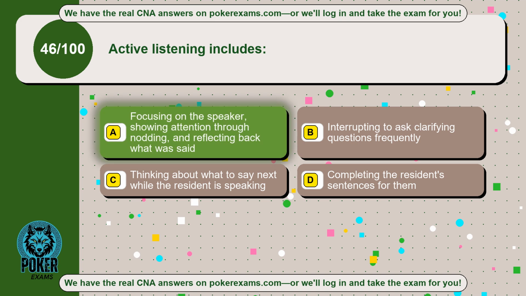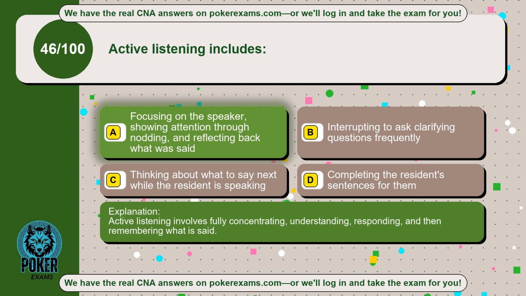The correct answer is option A. Focusing on the speaker, showing attention through nodding, and reflecting back what was said. Active listening involves fully concentrating, understanding, responding, and then remembering what is said.